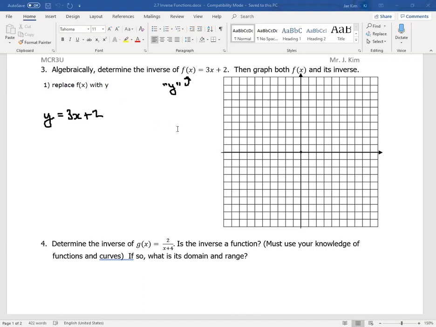Step 2, you're literally going to swap locations of x and y only. You're literally just flipping it.